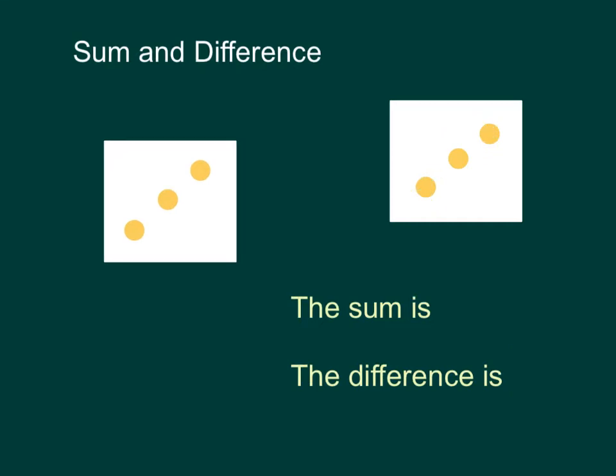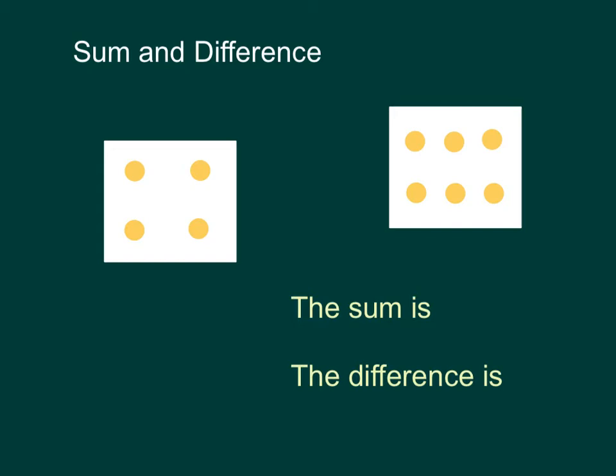What about this one? What's the sum? What are they when they're added together? And what's the difference? Tell the person that you're working with. Well, the sum, 3 and 3, is 6 when they're added together. And the difference is 0. They're the same.